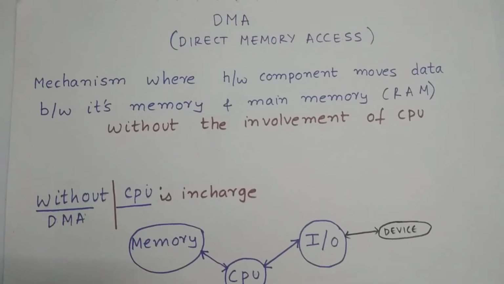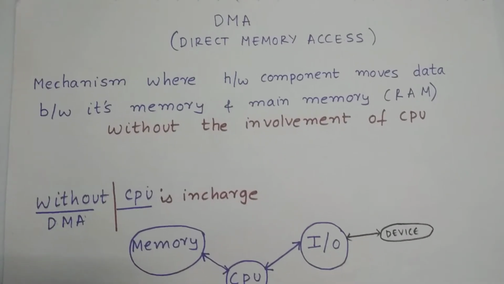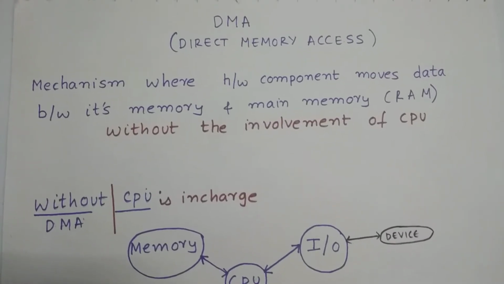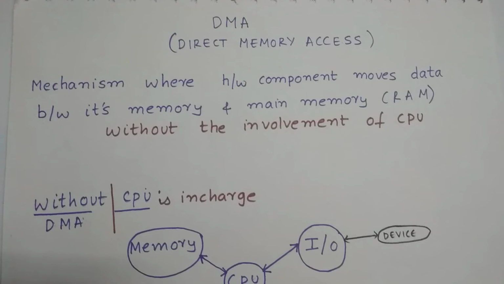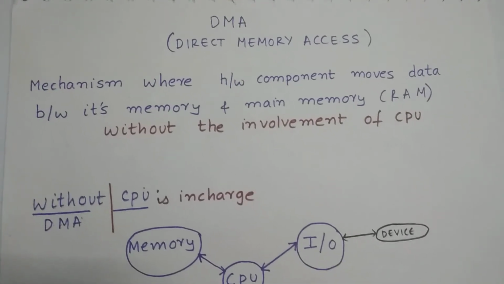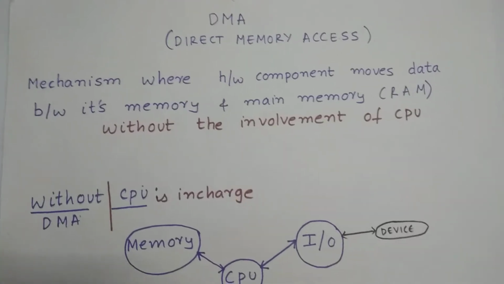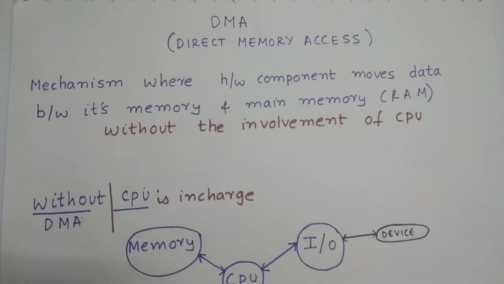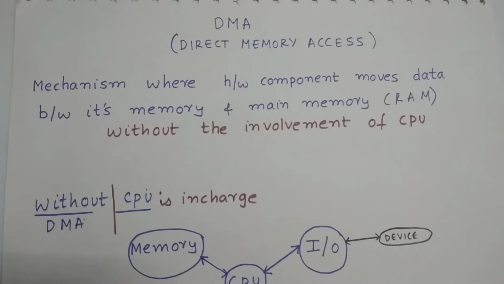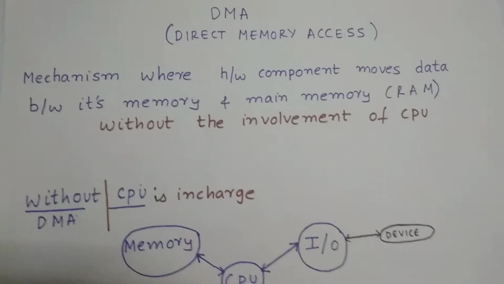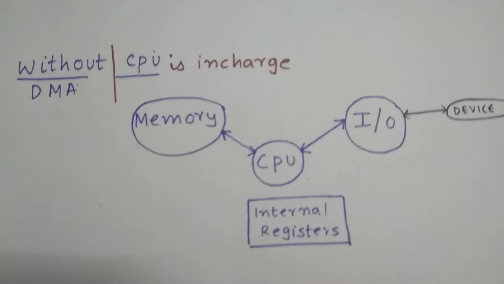So what's a direct memory access? It is a mechanism where the hardware device moves the data from its memory to the main memory without the involvement of the CPU. So the CPU is not involved in this data transfer. That's direct memory access.